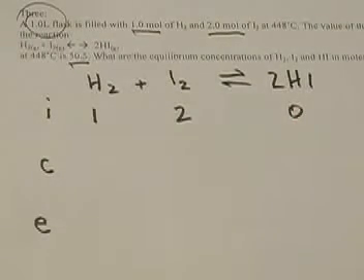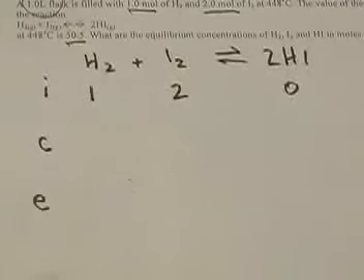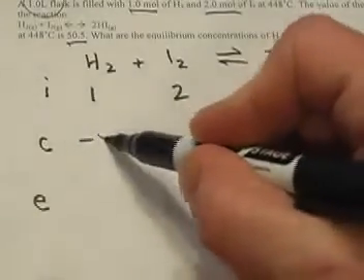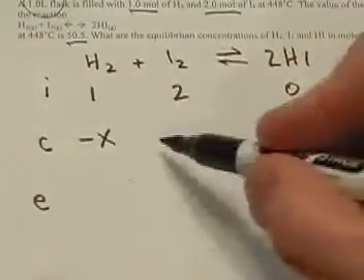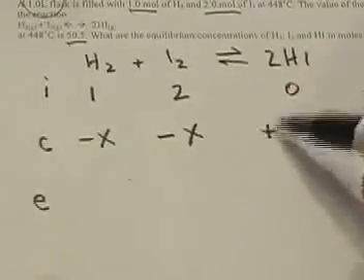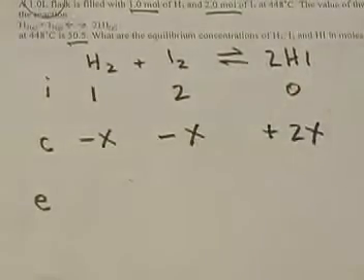And so, since we don't know those, we have to call the change that's going to occur the variable, or the unknown. When this happens, we will lose X amount of H2, we will lose X amount of I2, and we will gain 2X of HI.